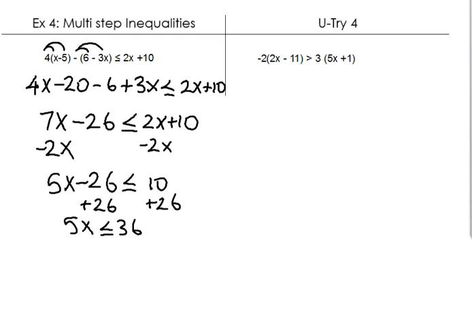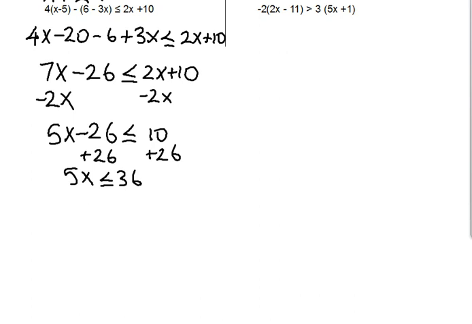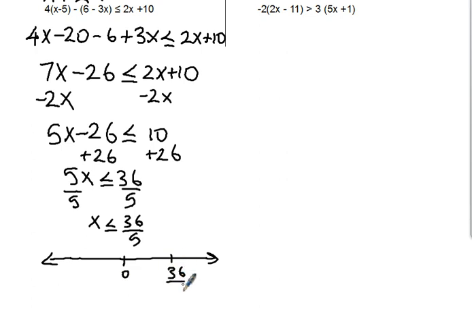Then if I divide each side by 5, x will be less than or equal to 36 over 5. If I were to graph this, 36 over 5 is a positive value, a little over 7. So 0 is here, 36 over 5 is here. I want the x values to be less than or equal to 36 over 5. Filled in, less than that number to the left. Go ahead and complete your you-try.